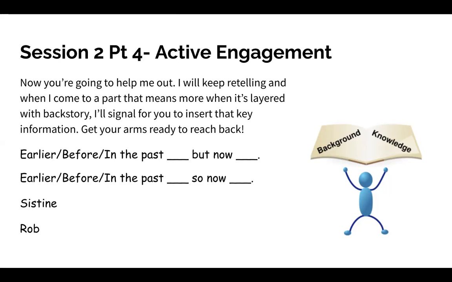So if you want to do the arm motion, you can, but in the past, you reach back, but now you reach forward. In the past, Sistine was really kind of mean to Rob, but now she's actually standing up for him. I'm going to ask you for at least 2 notes today, at least one for Sistine and one for Rob, of in the past, Sistine was blank, but now she was blank, or before Rob was blank and now he's blank. If you want to do more, you could. I think there's definitely more than 2. But a minimum of 1 sentence or 1 note per character today.